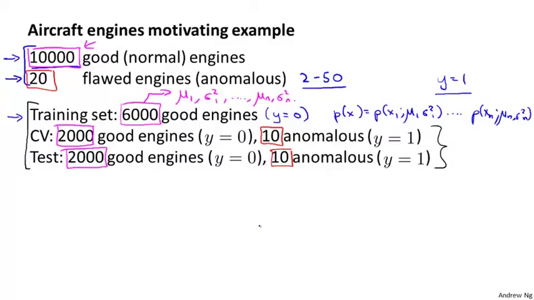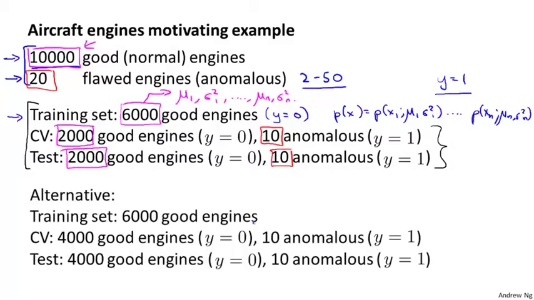Just as an aside, if you look at how people apply anomaly detection algorithms, sometimes you see people split the data differently. Another alternative, which is really not recommended, is that some people will take the 10,000 good engines, put 6,000 of them in the training set, and then put the same 4,000 in both the cross-validation set and the test set. We like to think of the cross-validation set and the test set as being completely different data sets from each other.